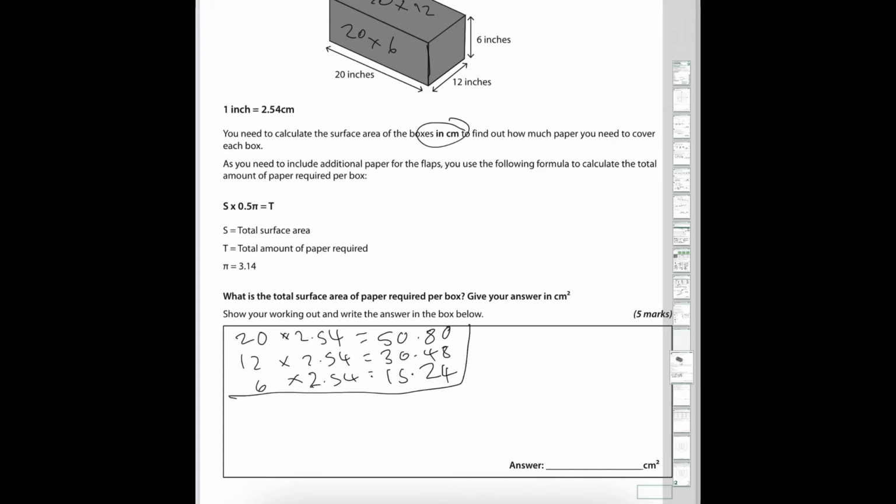So we've got 50.8 times the 6, which is 15.24, 2 of those. And then we've got 50.8 times 30.48, 2 of those. And then we're going to have two ends, which is the 6 by 12, which is this bit here. So then we've got 15.24 times 30.48 times 2. So let's add those up first then.